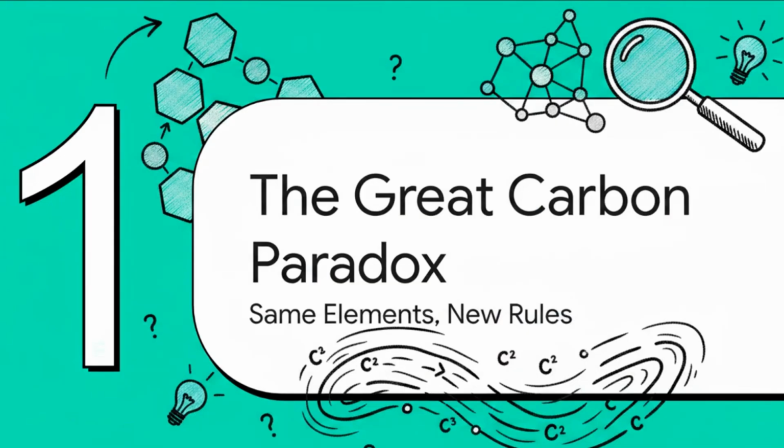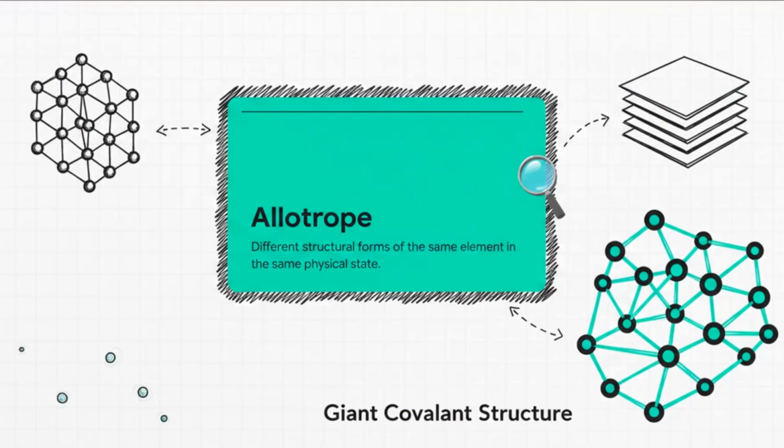Section 1. The Great Carbon Paradox. Same elements, different rules. To understand exactly how carbon pulls off this disappearing, reappearing act, we need to nail down two key terms. First up, allotrope. Allotropes are really just different structural forms of the exact same element in the same physical state. So diamond and graphite, both solid allotropes of carbon.